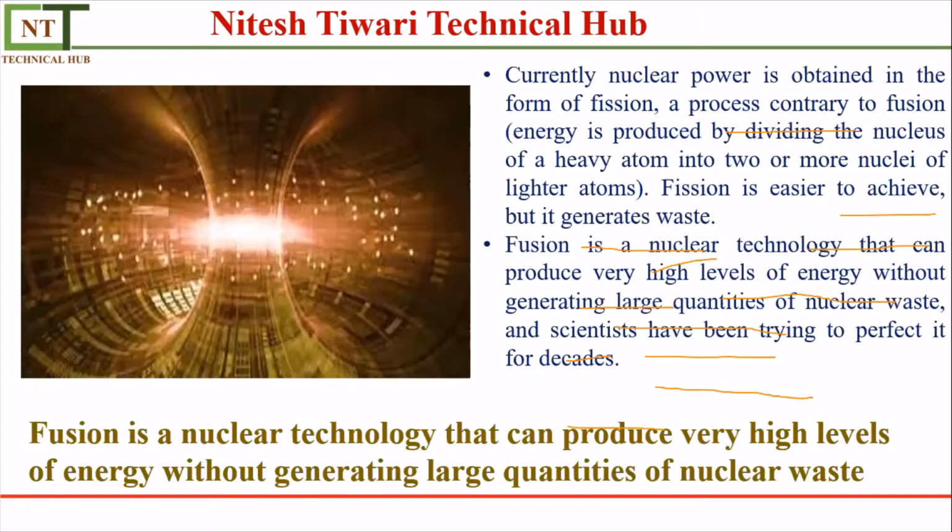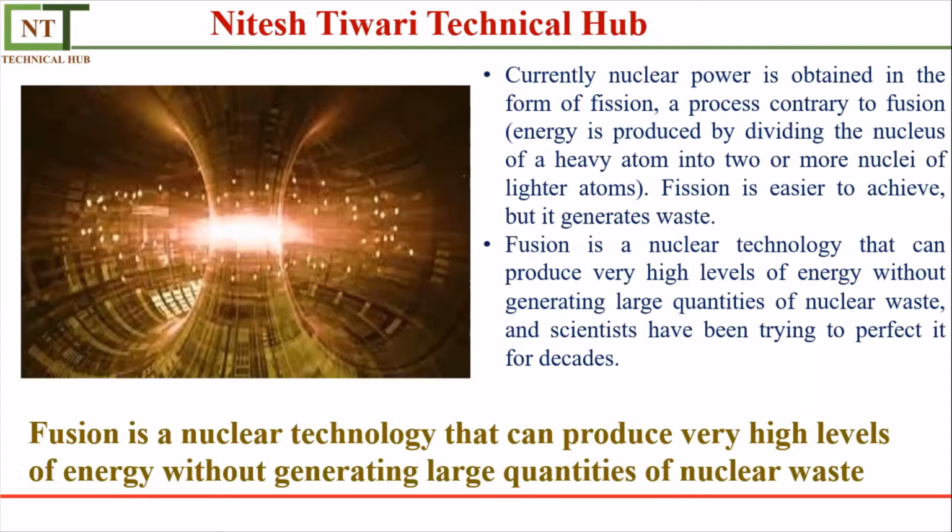So this is the question: why do we go through the nuclear fusion reaction if the nuclear fission reaction is also used to generate energy? There are some advantages of nuclear fusion over nuclear fission, which will be discussed in the further slides. Currently, all nuclear power is obtained in the form of fission, a process contrary to fusion, where energy is produced by dividing the nucleus of a heavy atom into two or more nuclei of lighter atoms. So fission is easier to achieve, but it generates waste.